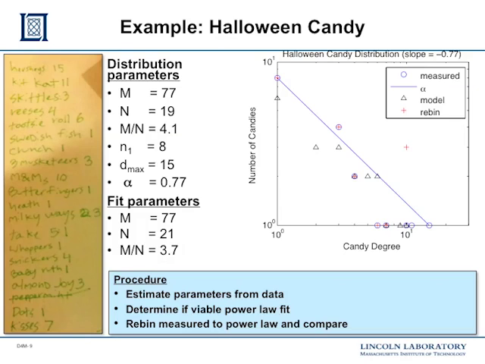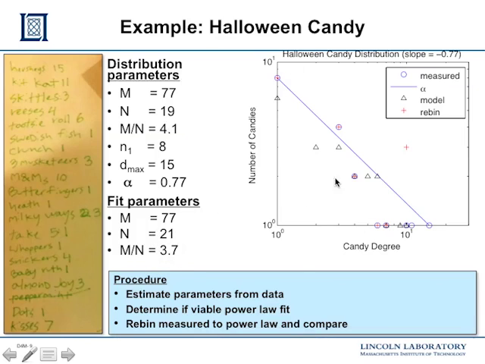This just shows the distribution of all the candy that we collected, and here's some basic information. We had 77 pieces of candy, or distinct edges. We had 19 types of candy. Our edge to vertex ratio was 4. D max was 15, so we had 15 Hershey's Kisses. N1, we had 8 types of candy that we only got 1 of. And then our power law slope was alpha. And then our fit parameters, when we actually fit, were 77, 21, and an alpha of 3.7.